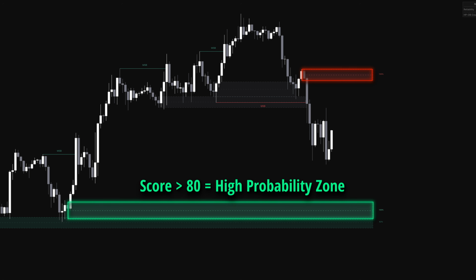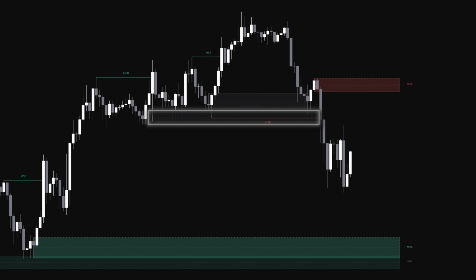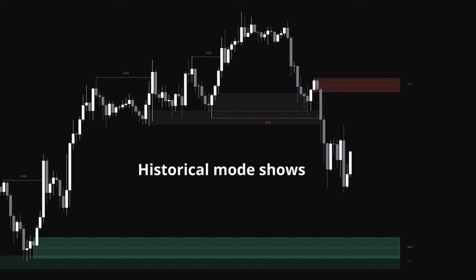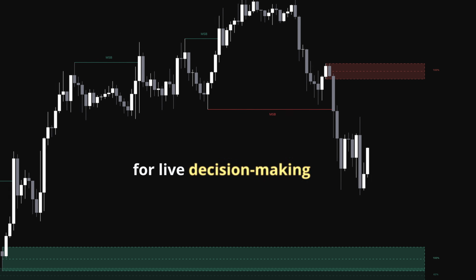Order blocks remain active until mitigated. On mitigation, the block either disappears or turns gray, depending on whether the display mode is set to present or historical. Historical mode shows where price has already been, and whether respected zones formed clusters at meaningful levels. Present mode keeps the chart clean for live decision-making.